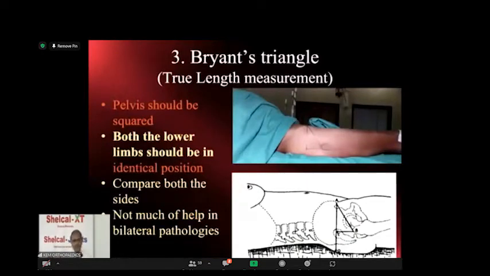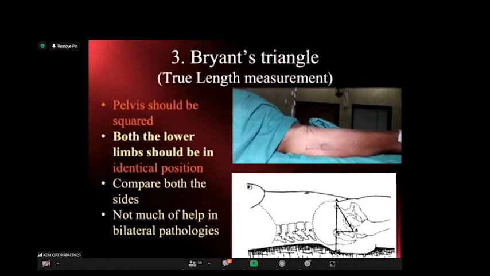Next comes the Bryant's triangle. Remember, before Bryant's triangle, the pelvis should be squared. That is the prerequisite for Bryant's triangle, and you know all these lines, how to draw: anterosuperior spine, greater trochanter, join that. Then you draw a line perpendicular to the floor from the anterosuperior spine and measure this distance from the greater trochanter to this line.